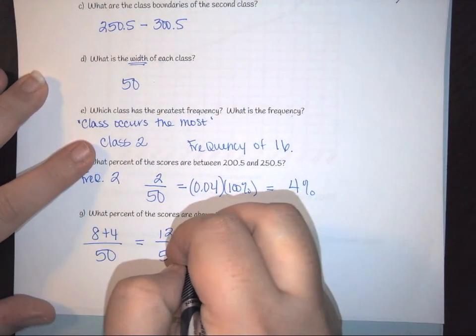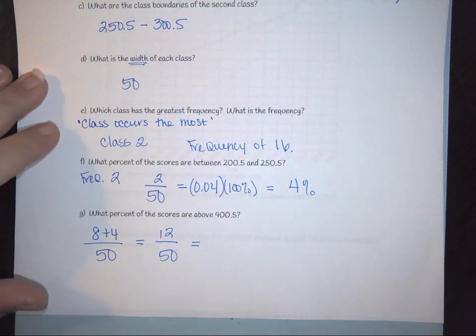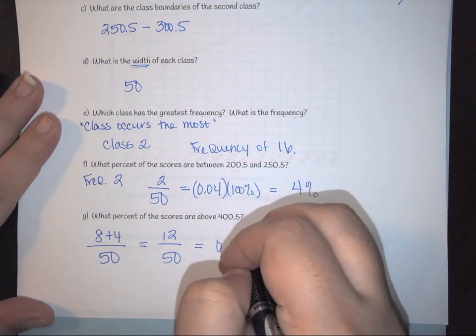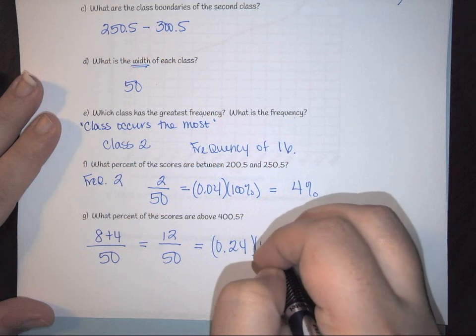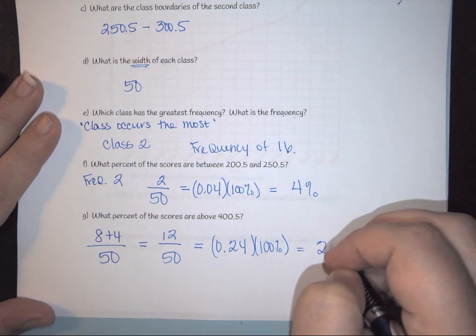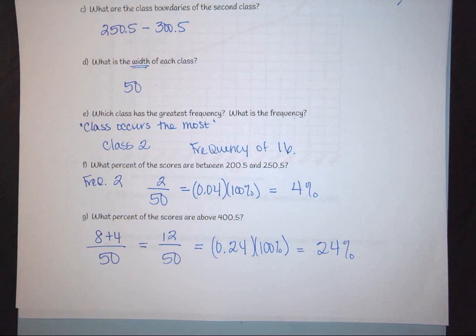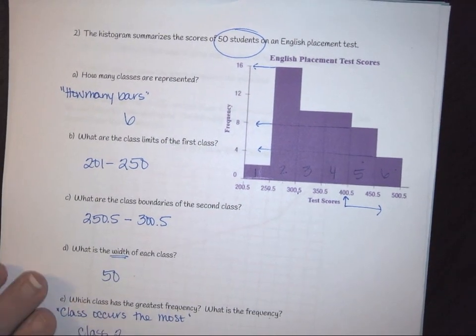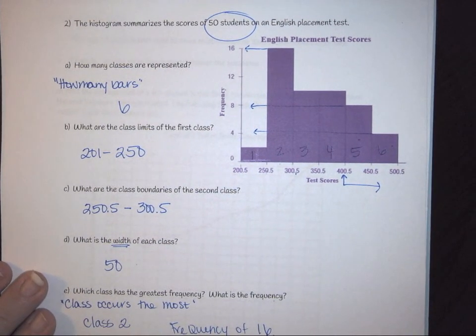And so here we would go ahead and do that division. So 12 over 50 is 0.24. Again, we need to multiply by 100%. So that gives us 24% of students fell in those classes. Okay. And so that is the difference between looking at just simply a bar graph and actually doing a histogram analysis.